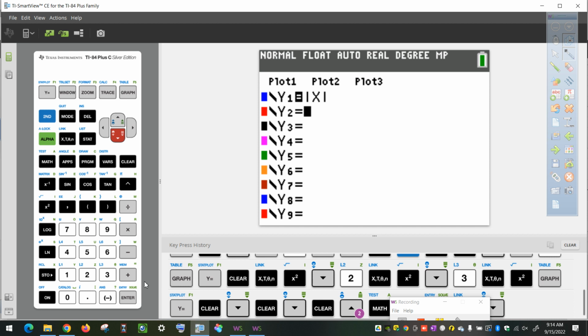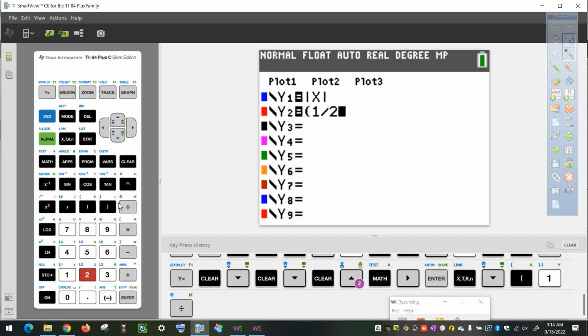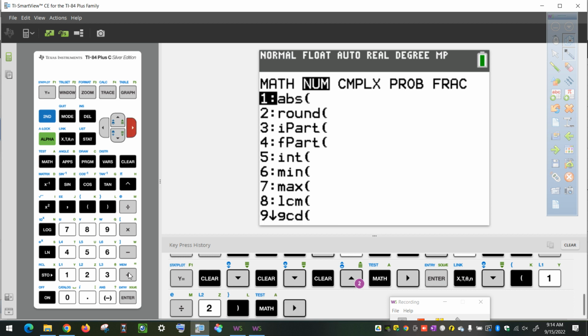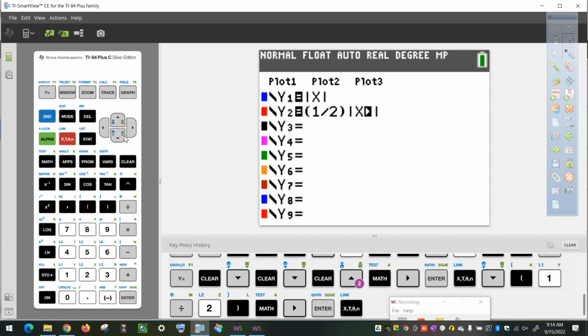When you're typing this into your calculator or even on Desmos, you could make it a decimal if you want to just type in 0.5, or if you want it to be 1/2, what you need to do is put the 1/2 in parentheses. So do parentheses, 1 divided by 2, close the parentheses. That's how we can put a fraction into our calculator. So I'm just going to do the fraction version.